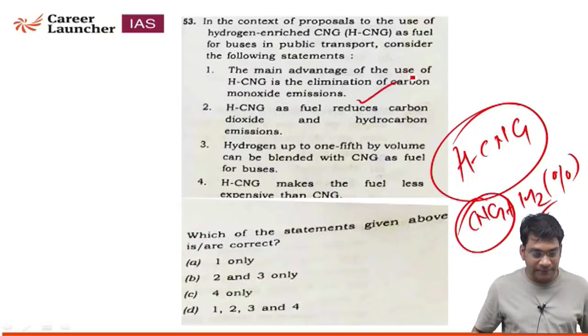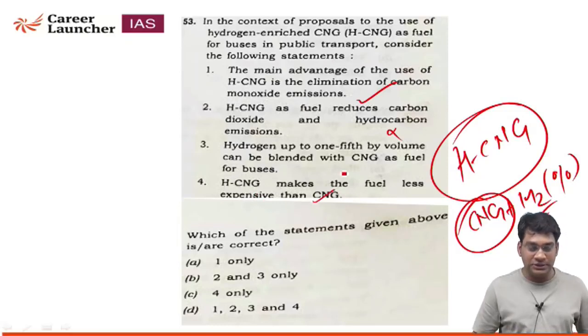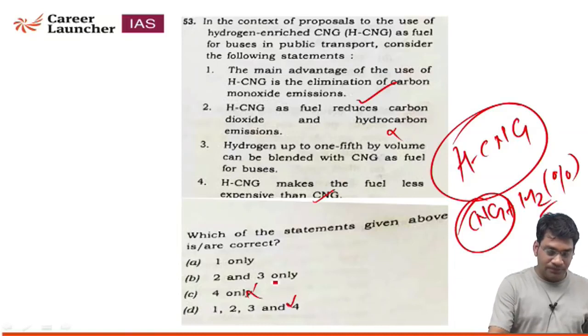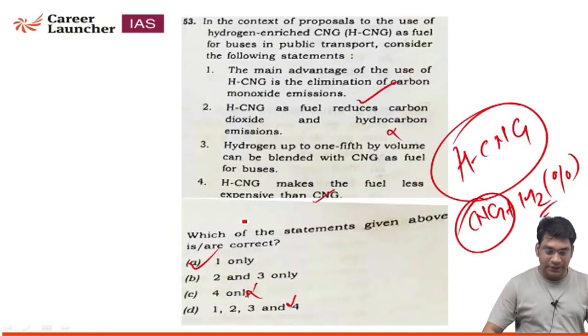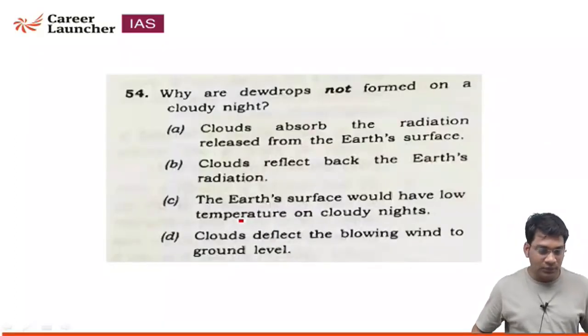The first statement is correct. HCNG as a fuel reduces carbon dioxide and hydrocarbon emission. No. See the fourth statement, HCNG makes the fuel less expensive than CNG. This statement itself is a wrong statement. So after eliminating 4, option A is the only correct one. So option A is correct for this question 53.